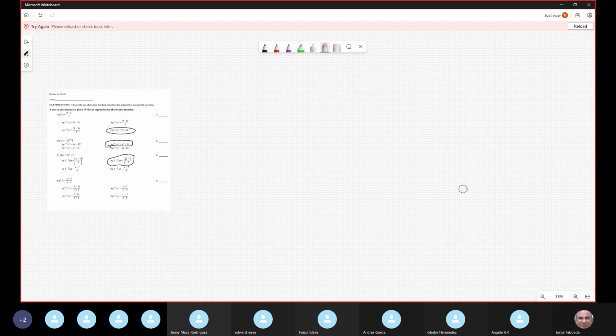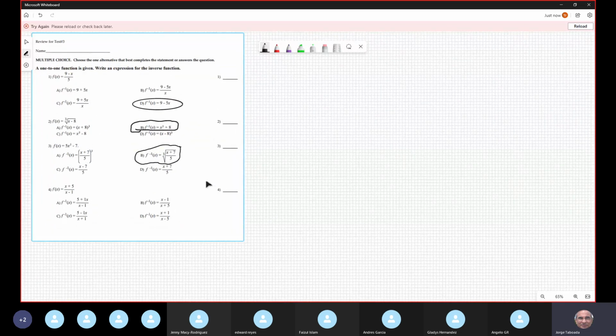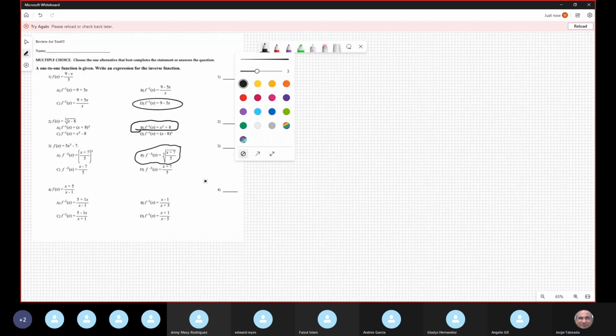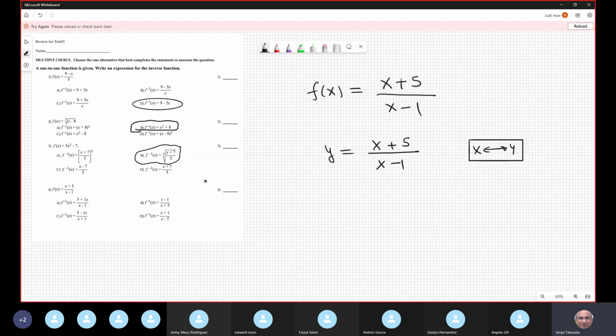Okay, let's go. What number is it? Number 4. Number 4 looks complicated. Number 4 is f of x equal to x plus 5 divided by x minus 1. It's a rational function. Okay, so you replace f of x with y, and you interchange x and y. That's what we have if you want to find the inverse.